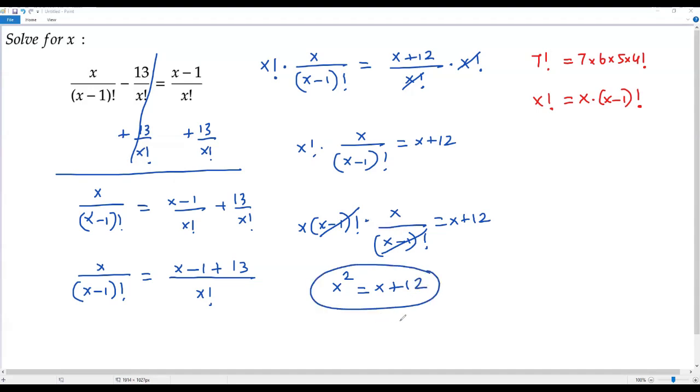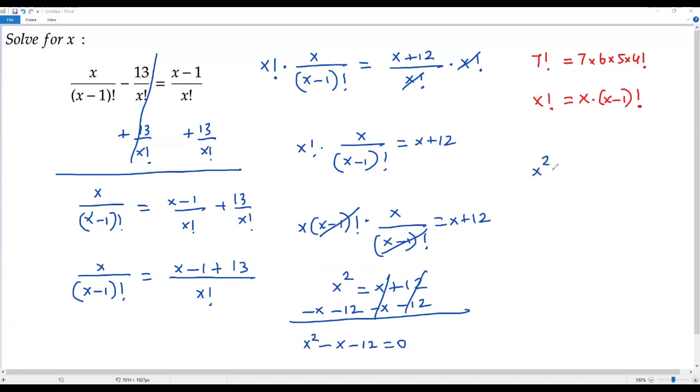To solve this quadratic equation, I have to get it in standard form, that is in the form of ax² + bx + c = 0. So that means we have to get everything on the left side. On the right side, it has to be 0. So to make the right side 0, I have to subtract x from both sides, and also subtract 12 from both sides. So when I do so, this negative x, positive x will cancel out, positive 12, negative 12 will cancel out. I'm getting x² - x - 12 = 0. Okay, now let me write the equation over here, x² - x - 12 = 0.